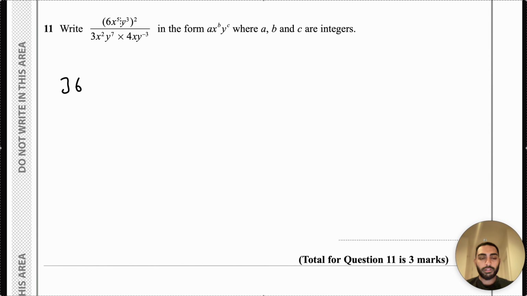Then I've got x to the 5 to the power of 2. And whenever I have a power to a power, I multiply them together. So 5 times 2 would be 10, x to the 10. Same thing with this y to the 3 to the 2. 3 times by 2 would be 6. So that's my numerator done.